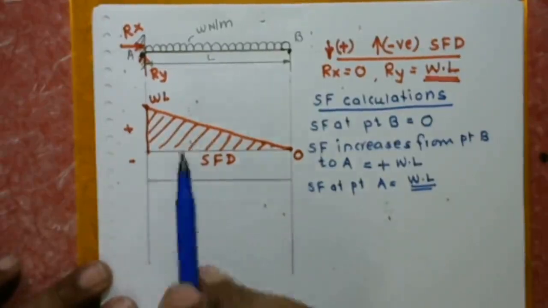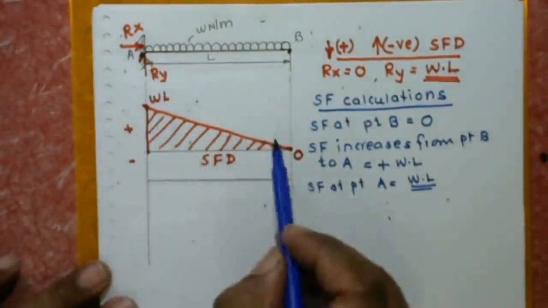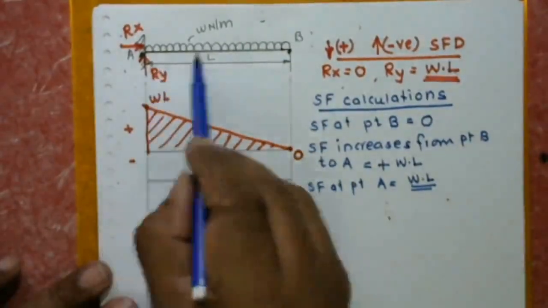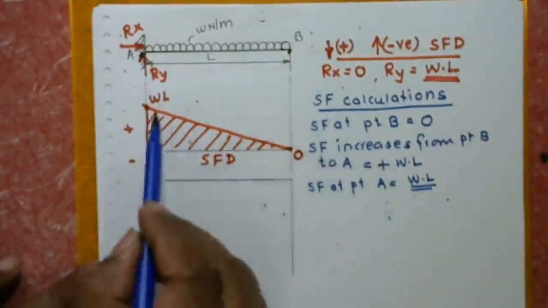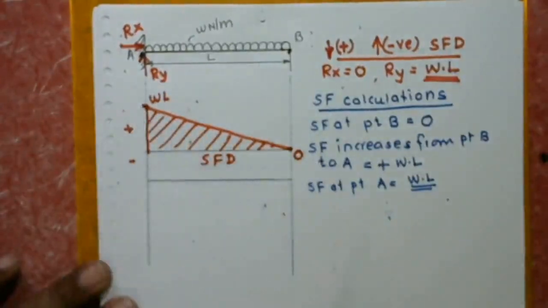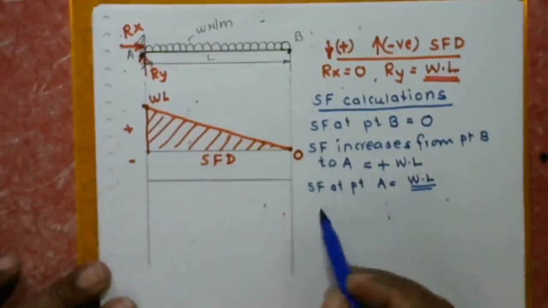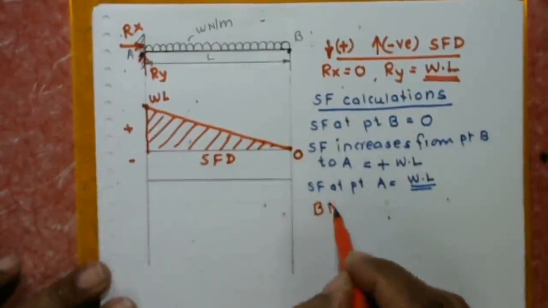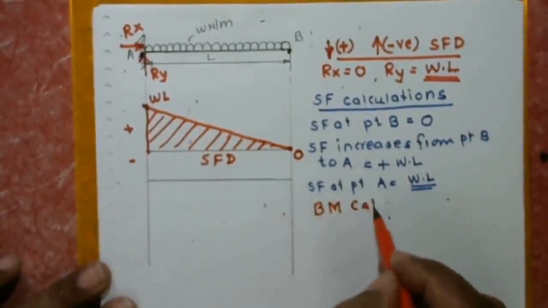Concentrate on the difference. When there is a point load, at that time we join by a horizontal line. When there is a UDL, we join these 2 points by an inclined line. Is it clear? Now next is bending moment calculations. We will go for bending moment calculations.